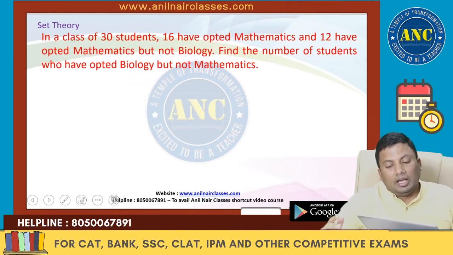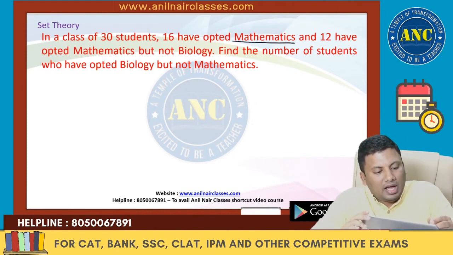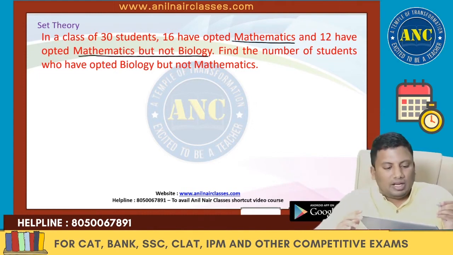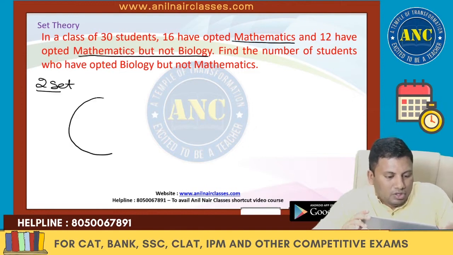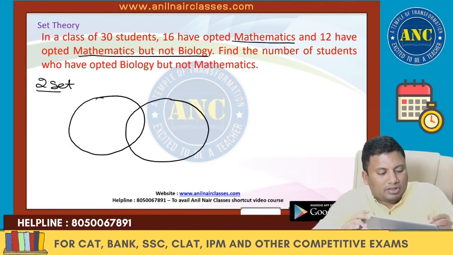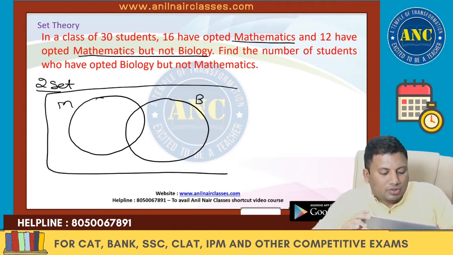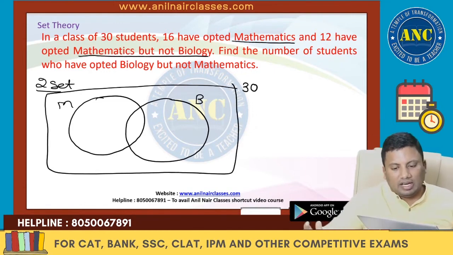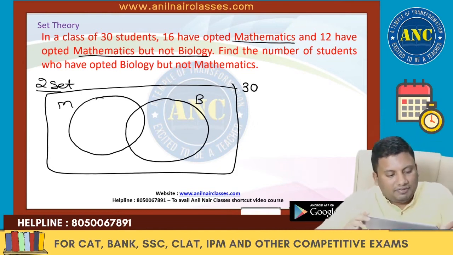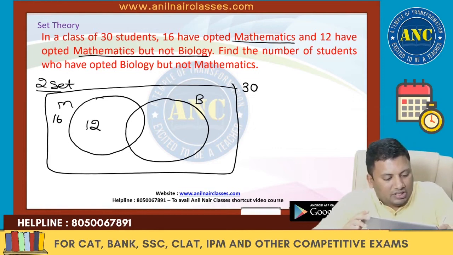Question number 3. In a class of 60 students, people opted mathematics and mathematics but not biology. It is a two-set diagram. So there are people who like mathematics and there are people who like biology, only maths, only biology, maths not biology, all that is given. 16 have opted for mathematics. 12 have opted for mathematics but not biology. So remaining will be 4.